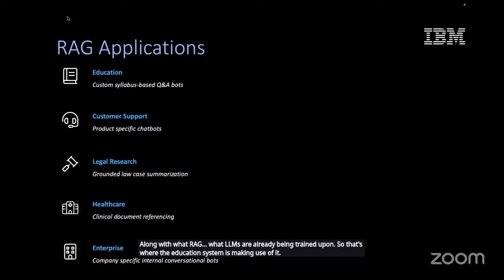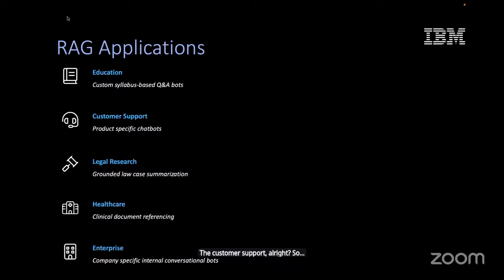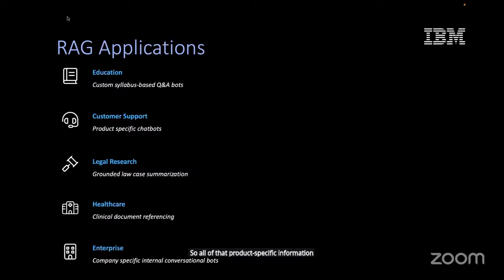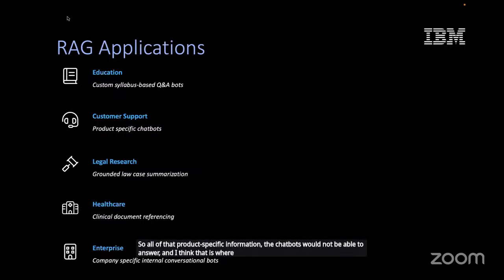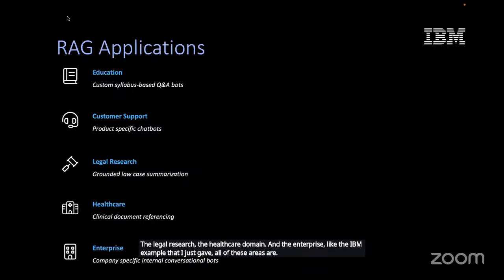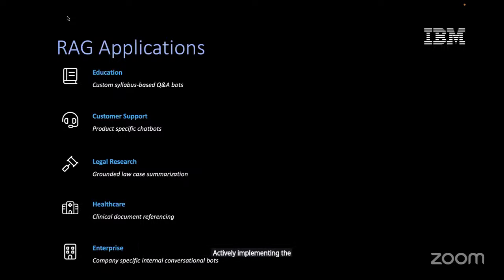The customer support, all right? The product specific information is not readily available, right? Or the LLMs are not trained on that, or any new product that's coming out. So all of that product specific information, the chatbots would not be able to answer. And I think that is where, through the RAG approach, the LLMs would be able to refer to the RAG and provide product specific information on which they are not already trained. The legal research, the healthcare domain, and the enterprise, like the IBM example that I just gave, all of these areas are actively implementing the RAG approach to be able to use LLMs for their day-to-day activities.